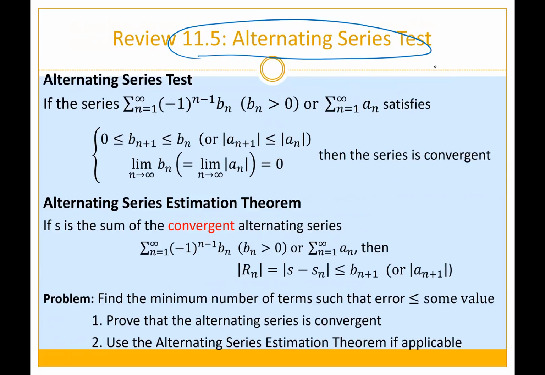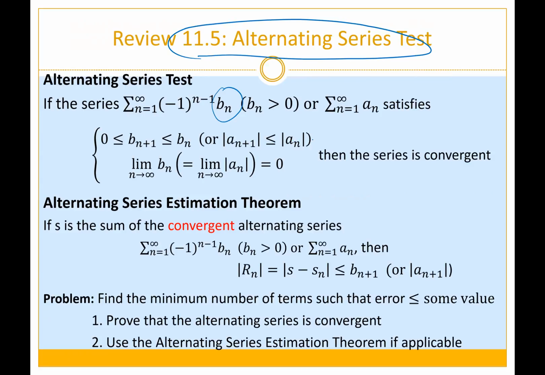So we have the alternating series test, saying if a series is in this form, the series from n equals 1 to infinity of (-1)^(n-1) bn, where bn is basically the absolute value of the terms, the positive part in the series. Then if the series satisfies that the absolute value of the n plus 1 term is smaller than or equal to the absolute value of the nth term, an, and bn is greater than or equal to 0.